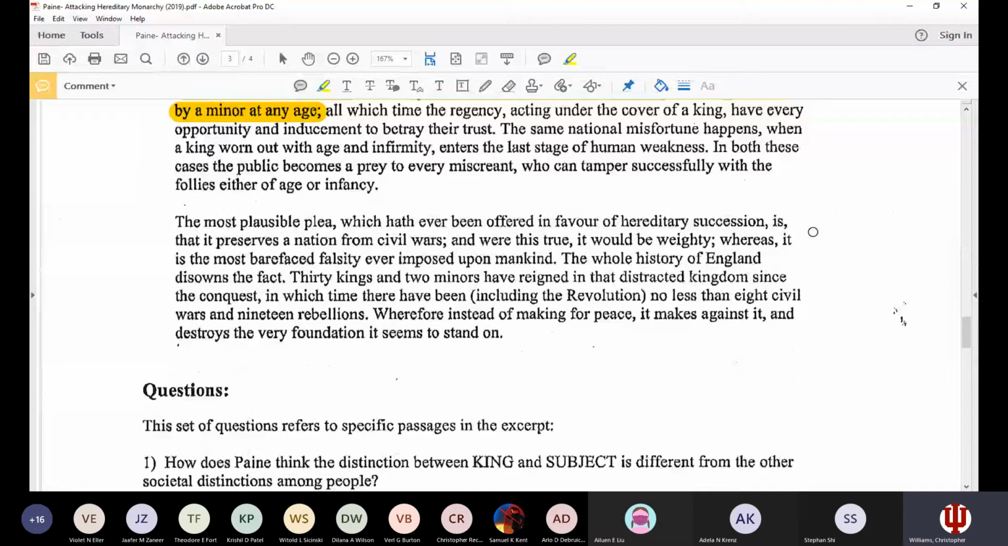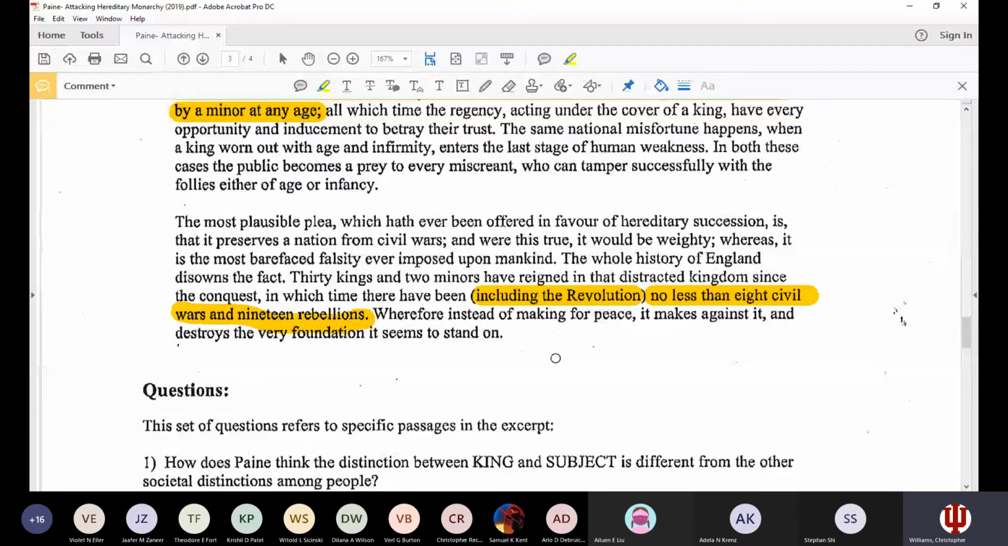He says the most plausible plea which hath ever been offered in favor of hereditary succession is that it preserves a nation from civil wars. And when this true, it would be weighty, whereas it is the most barefaced falsity ever imposed upon mankind. The whole history of England disowns the fact. 30 kings and 2 minors have reigned in that distracted kingdom since the conquest, in which time there have been, including the Revolution, which he's talking about, no less than 8 civil wars and 19 rebellions.